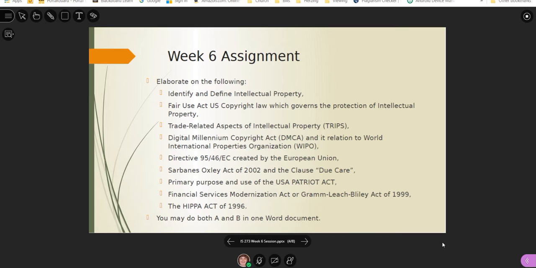Sarbanes-Oxley Act of 2002 and the clause due care. Primary purpose and use of the USA Patriot Act, Financial Services Modernization Act, or Gramm-Leach-Bliley Act of 1999. The HIPAA Act of 1996. You may do both A and B in one document. So you need to cover each of these sections with at least a paragraph. That's for your 2-page part of the paper.